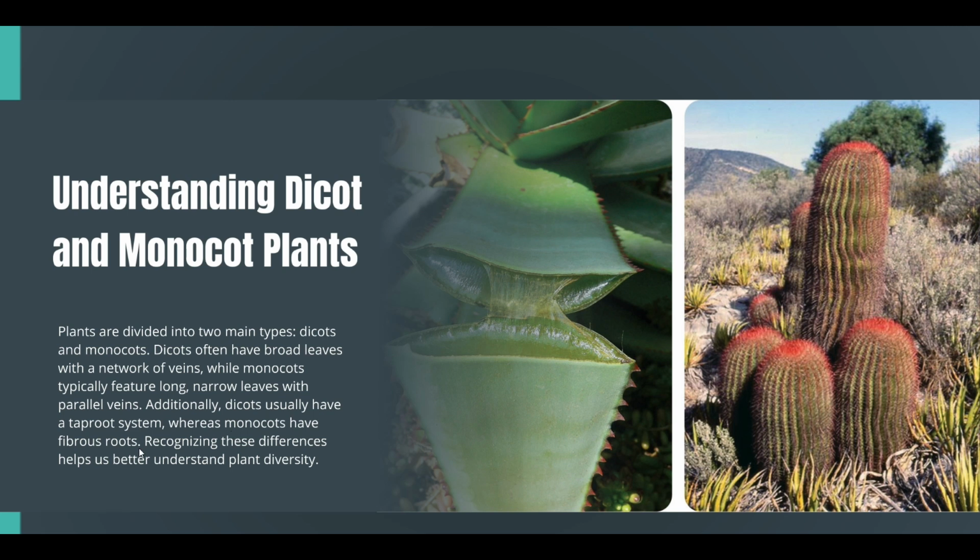So you guys need to categorize the difference between dicot and monocot. This exercise is given to you. Recognizing this difference helps us better understand plant diversity.